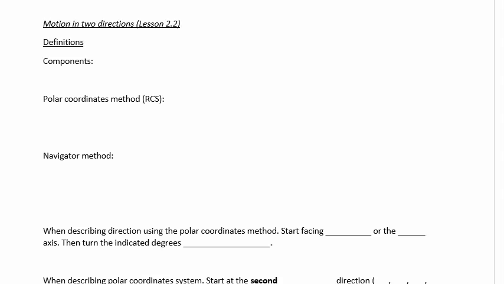Okay, this is lesson 2.2, motion in two directions, and essentially what we're talking about is vectors and vector components. Now when we talk about the components, we're talking about a separation of the x and y pieces of a two-dimensional vector. Of a 2D vector.